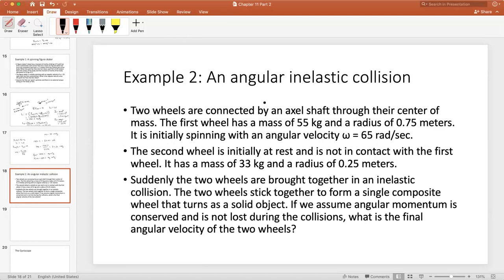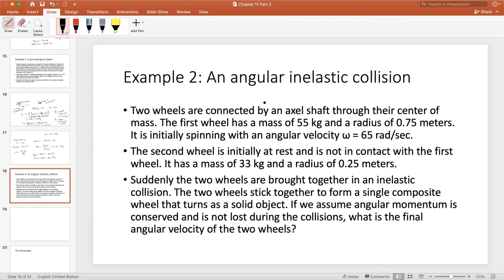The second wheel is at rest and it's not touching the first wheel. It has a mass of 33 kilograms and a radius of 0.25 meters. Suddenly the two wheels are brought together in an inelastic collision. The two wheels stick together to form a single composite wheel that turns as a solid object. If we assume angular momentum is conserved and is not lost during the collision, which can be true, we could... A couple of common problems is like dropping a mass on top of another mass. Unfortunately, I don't think we get to do that in lab, but it's one of the experiments we should have done.